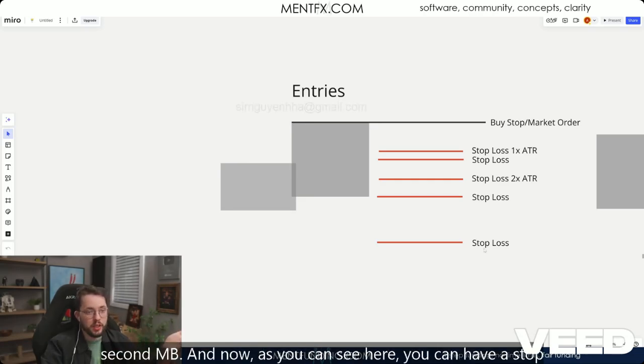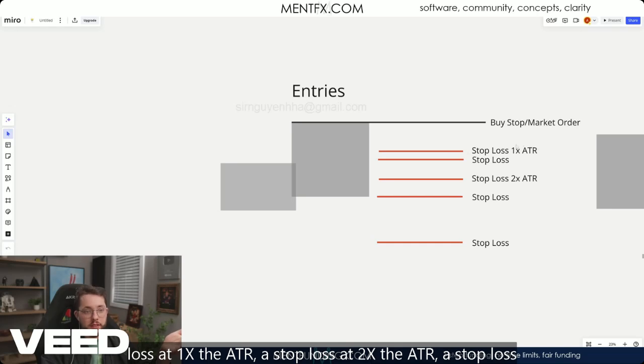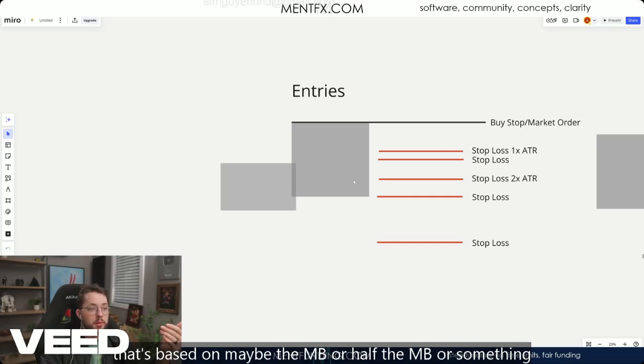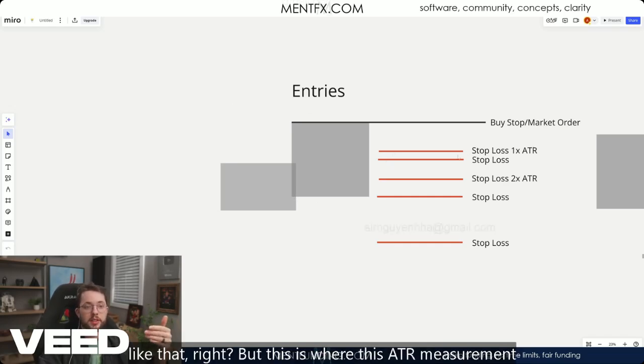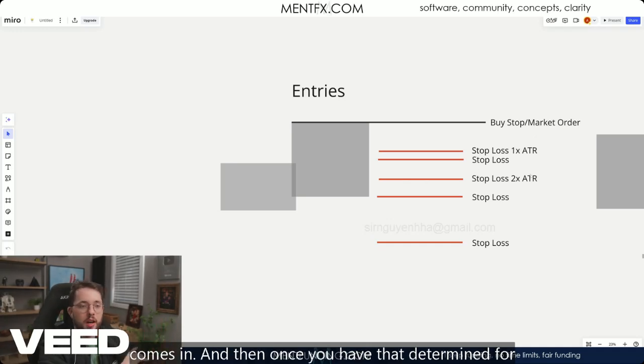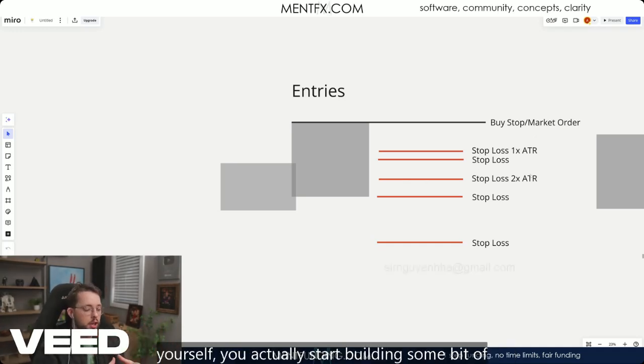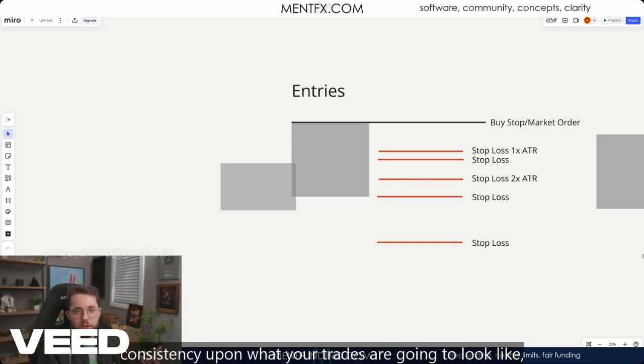And now, as you can see here, you can have a stop loss at 1x the ATR, a stop loss at 2x the ATR, a stop loss that's based on maybe the MB or half the MB or something like that, right? But this is where this ATR measurement comes in. And then once you have that determined for yourself, you actually start building some bit of consistency upon what your trades are going to look like, right?